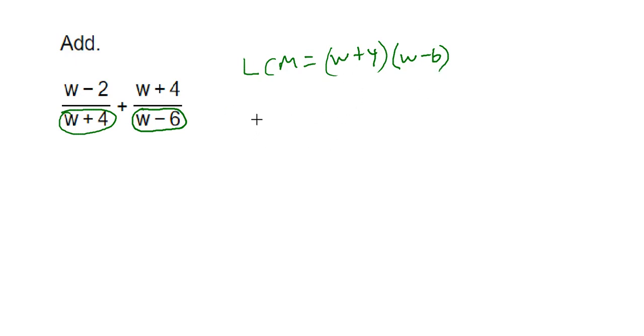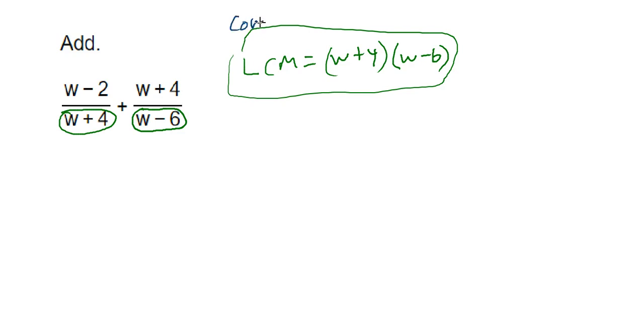And it's hardly ever going to apply at this point, but I'm still going to say it every time. Raise each factor to the highest power that occurs, but these are just to the first power. So we'll just leave them the way they are here, right? They're already to the first power. So this is my LCM, which means this is my common denominator.